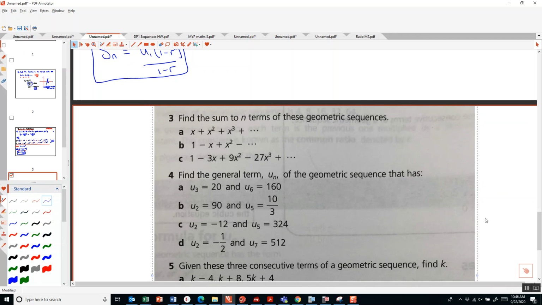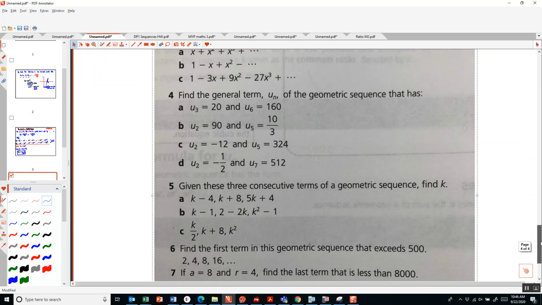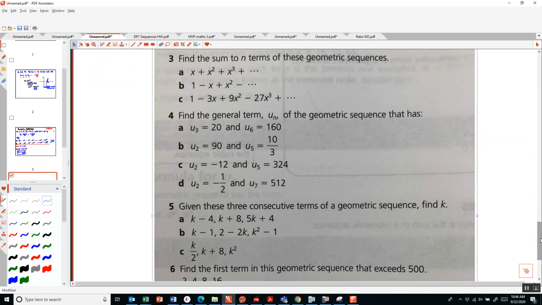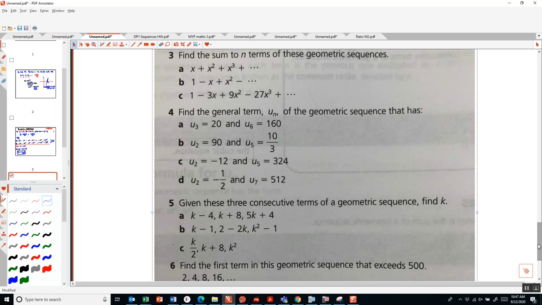Okay. Questions up. Let's have a look at these: finding the sum to n terms of the following geometric sequences, and finding the general term un of the geometric sequence from that information. These are pretty decent questions, and again, these will be available on Teams through this video.